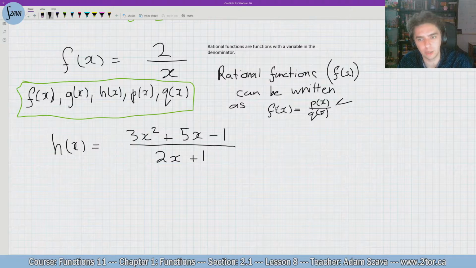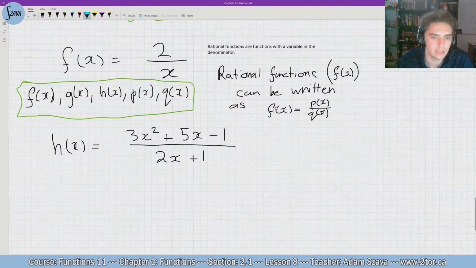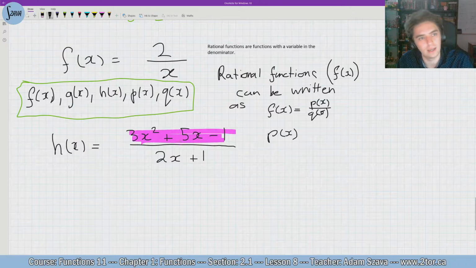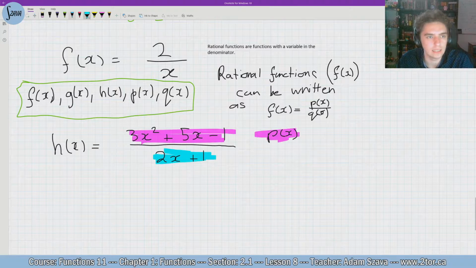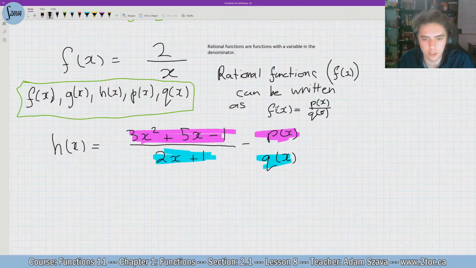In fact, it doesn't even have to be polynomials, but that's usually the case that we're going to talk about in this lesson. So a polynomial over a polynomial, and that makes it a rational function. This is a polynomial, and that's a polynomial. So this right here is our p of x. That is our p of x. And this is our q of x. That is our q of x. So essentially, every rational function is just a function divided by a function.